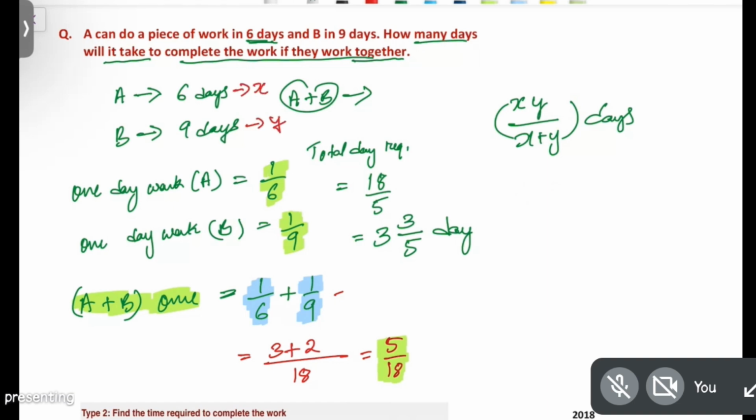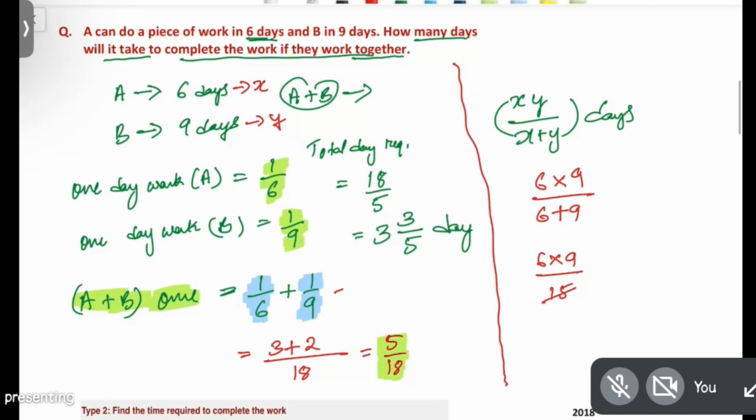So if I put the value here, I'll get the answer directly. So x is 6 and y is how much? 9 divided by 6 plus 9. So 6 into 9 divided by 6 plus 9 is 15. So 3 2s are 6, 3 5s are 15. So 9 2s are 18 divided by 5 days, which simply means it's similar to the earlier one, 3 by 5 days.